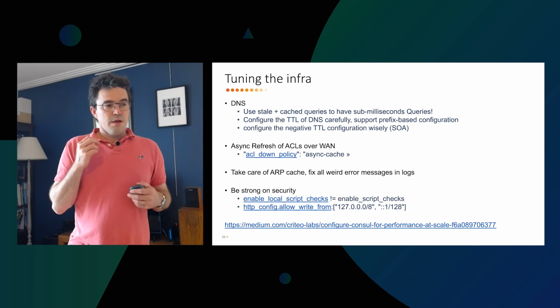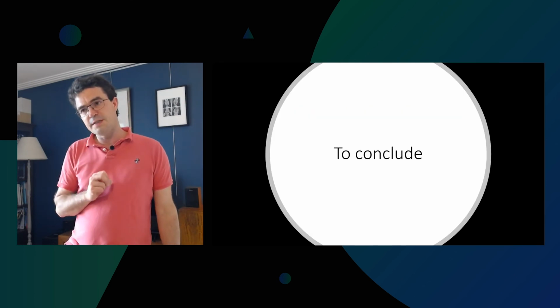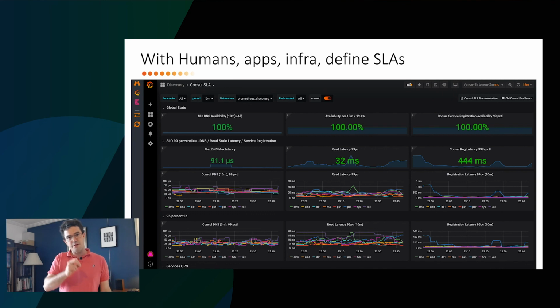So to conclude, the more important thing we learned is for humans, applications and infrastructure, define clear SLA. You have to define with all the stakeholders what does matter to Consul. For us, we choose to select a few metrics. Those metrics are not technical metrics, it's business metrics. It's how much time do I need to register a service? How much time do I need to be sure that my key can be seen by all Consul agents in my data center? How much time do I need to answer to DNS, and so on and so on.